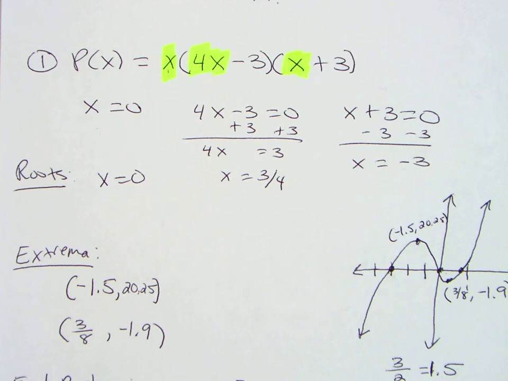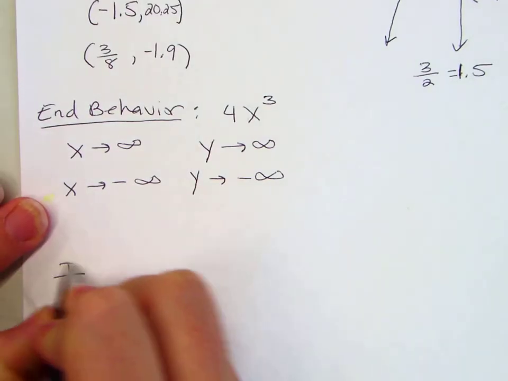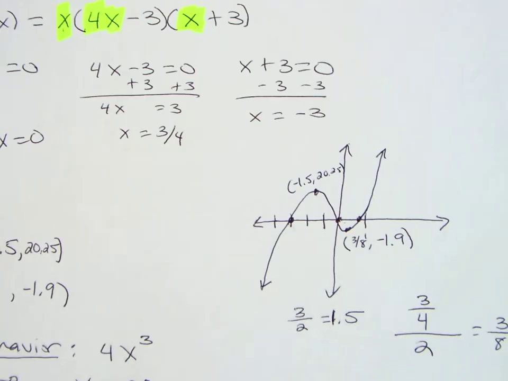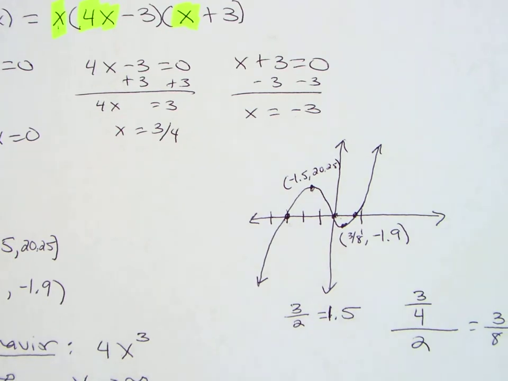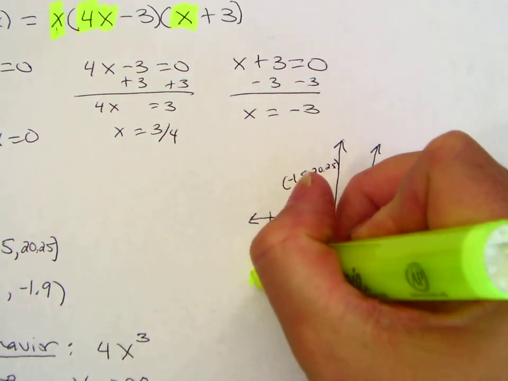We found the roots, we graphed it, we found the extrema. The last thing is increasing and decreasing. So let me write that down here. Increasing and decreasing. All right, so increasing: where is this thing going up? I like to highlight it. I think it's helpful. Remember, it's left to right, just like we read. It starts low, and it's going up, up, up.